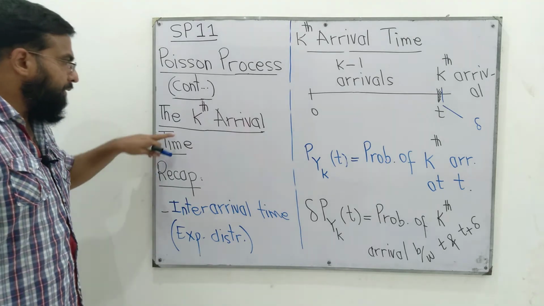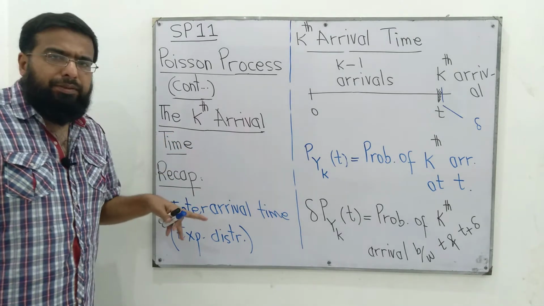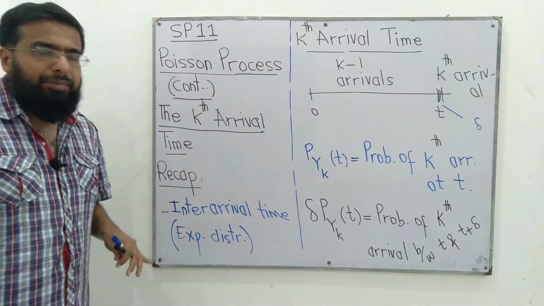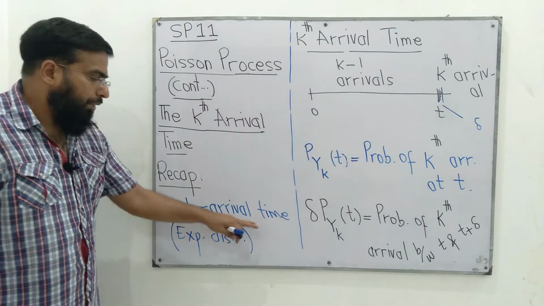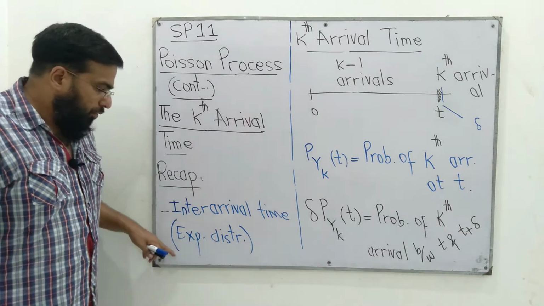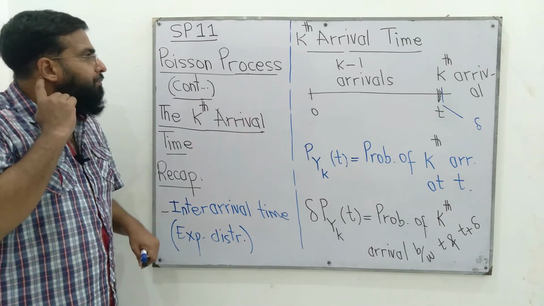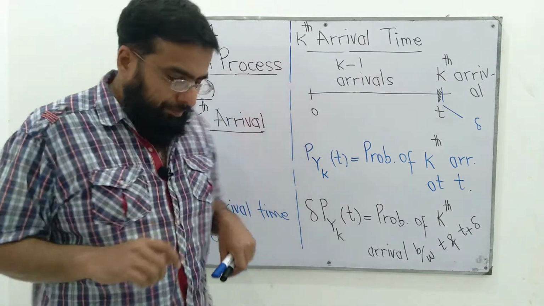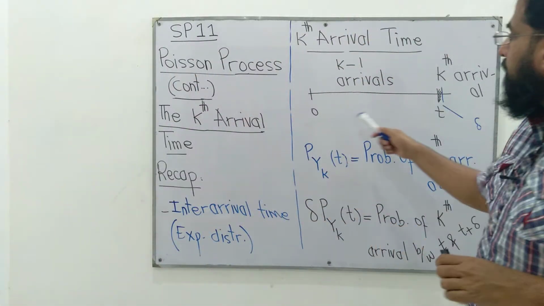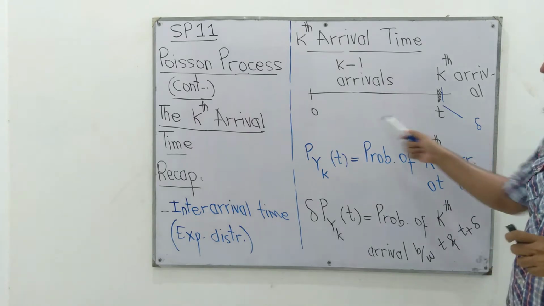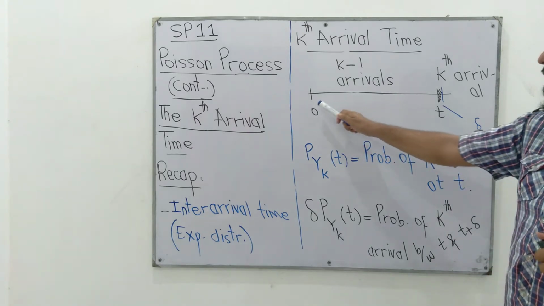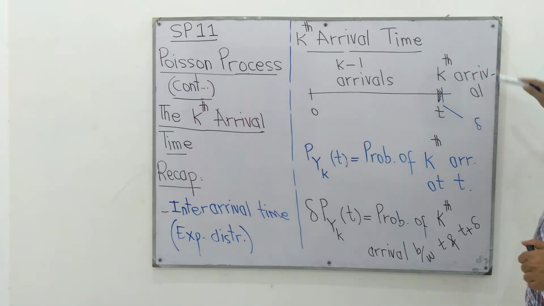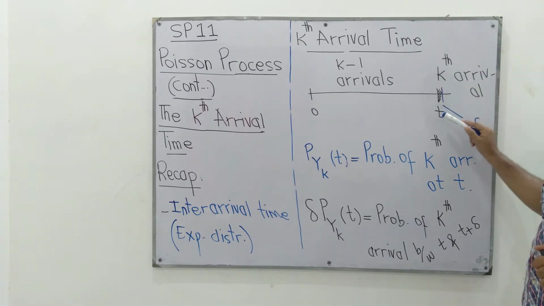Before this, we have studied different items, including the parameter of a Poisson process, lambda, and we have studied the inter-arrival time, which is modeled using the exponential distribution. The kth arrival time means that in a given time, suppose t, we are required to find the probability that the kth arrival happens at time t.